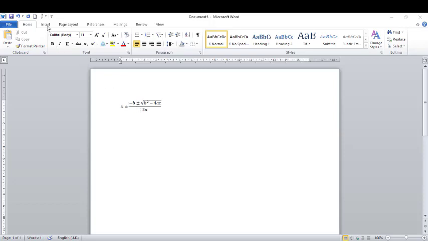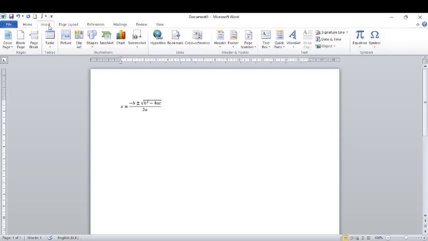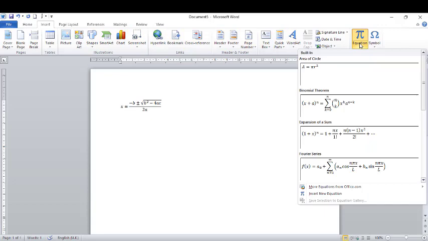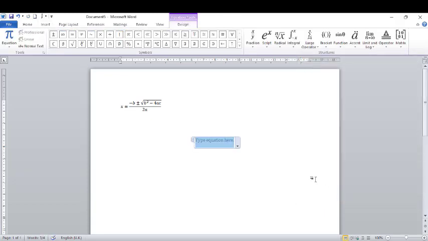If you look at that equation, you have the radical, you have fraction. So when you go to insert, you go to equation. So you go to new equation, then click. When you click on new equation, it brings you to this place. Type your equation. So inside this, make sure that this is selected. Then look at the types of equation you have.